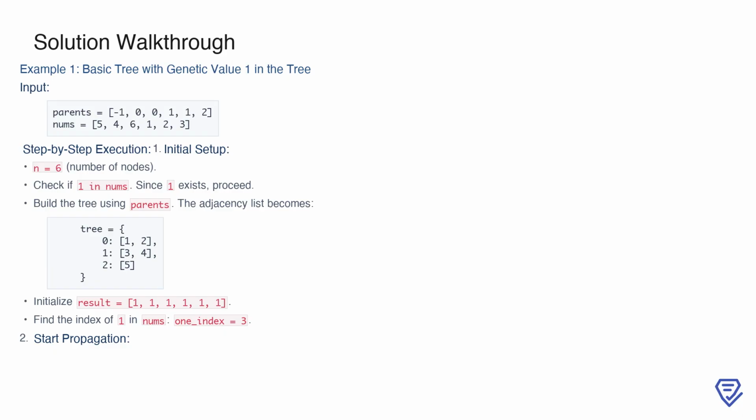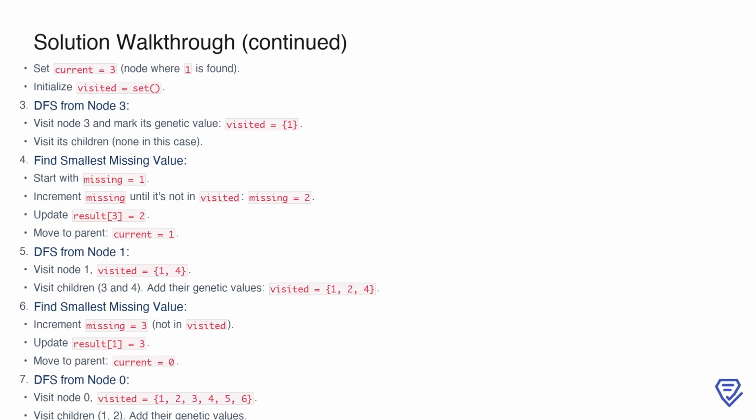The next step is to build the tree using the parents array. This creates an adjacency list that represents the tree structure, where node 0 has children 1 and 2, node 1 has children 3 and 4, and node 2 has child 5. We also initialize the result array to 1, 1, 1, 1, 1, 1, with the assumption that every node starts with 1 as the smallest missing genetic value. Finally, we identify the index of the node containing genetic value 1, which is at index 3, and prepare to propagate from this node.